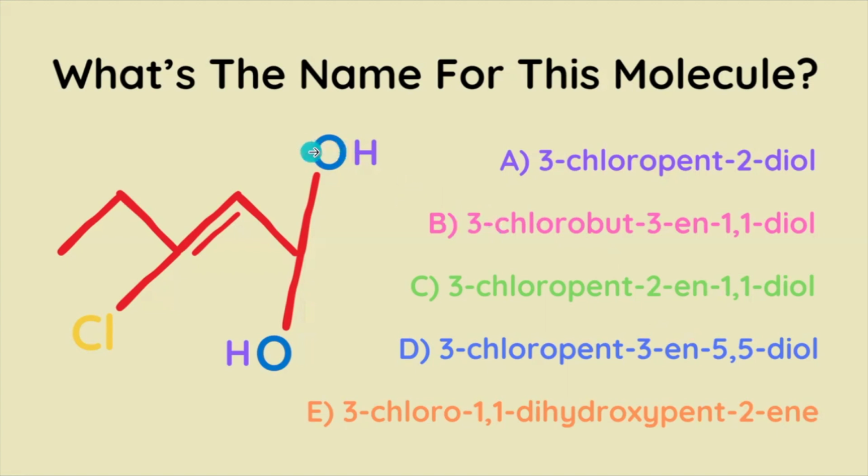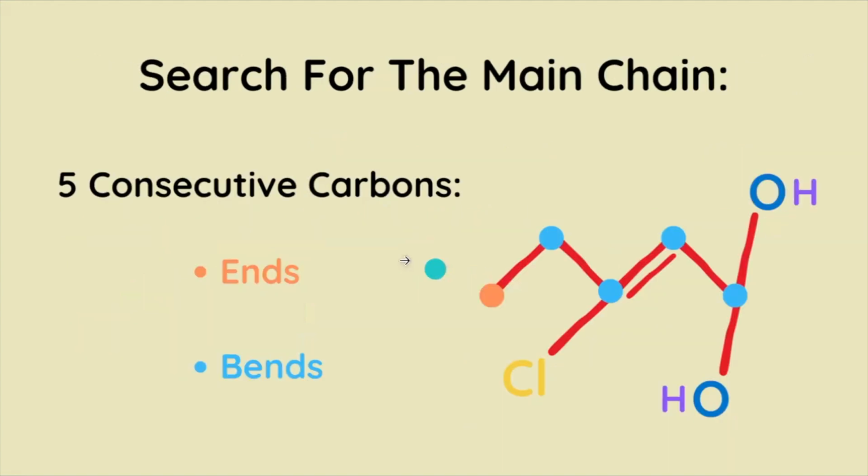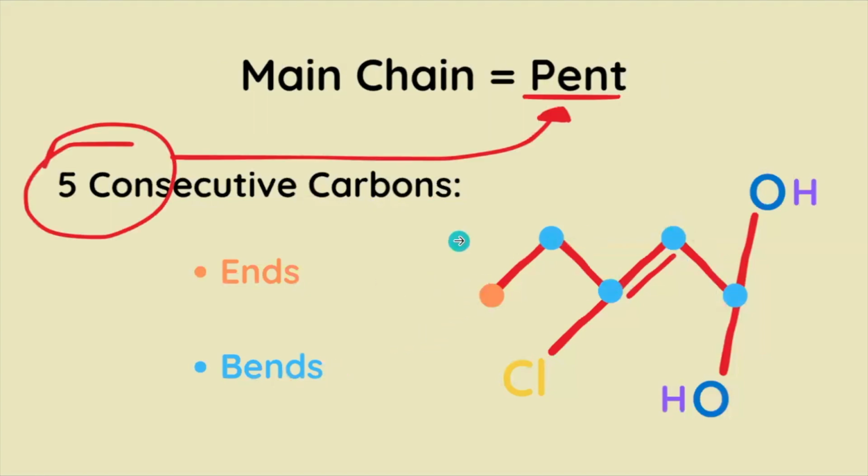What is the correct IUPAC name for this molecule right here? Feel free to pause the video and try it on your own. Firstly, we want to search for the main chain of carbons, and it's clear there are 5 consecutively connected carbons, 4 bonds, 1 end. So we give it a pent name.